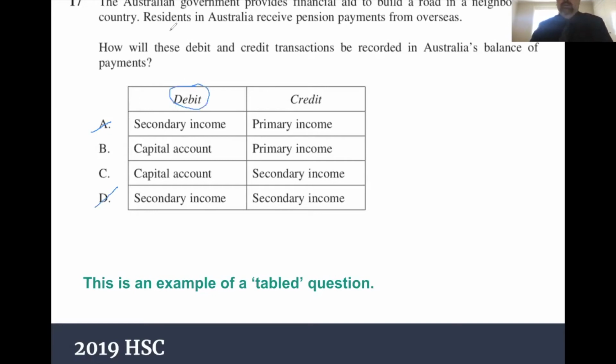All right, the second part of the question is that residents in Australia receive pension payments from overseas. Okay, so that's a credit as there's money coming in. Now, can you distinguish between a primary income and secondary income? Remittances or pensions or payments that come from overseas are a secondary income item. Okay, so when we put these two together, therefore, B gets knocked out, and by process of elimination C is the answer.